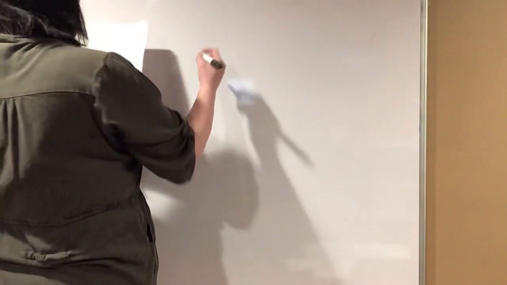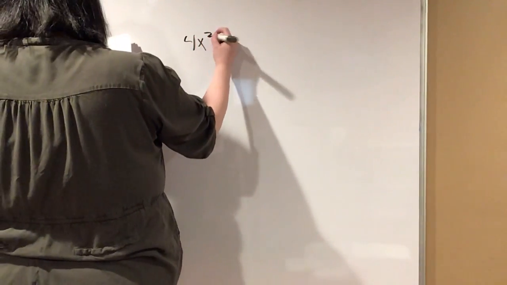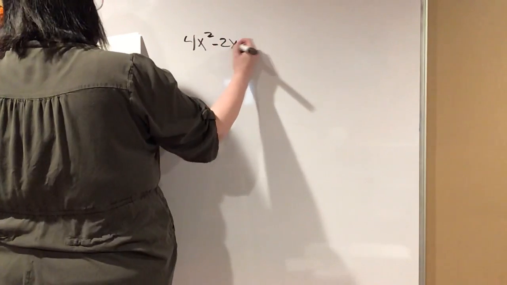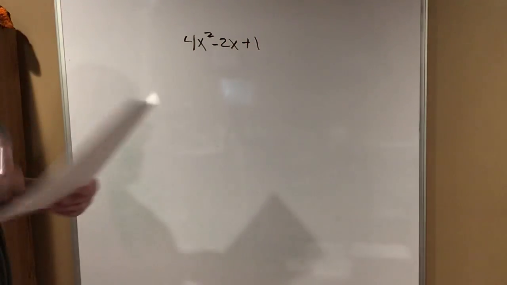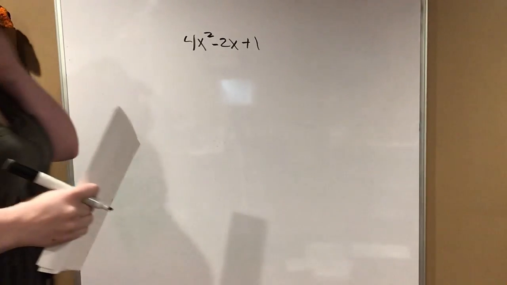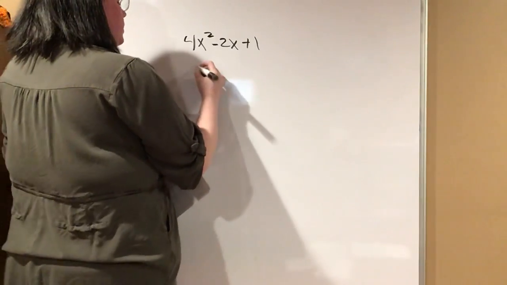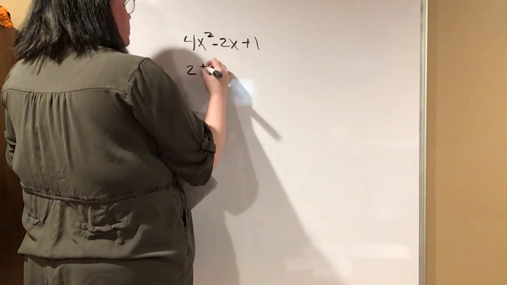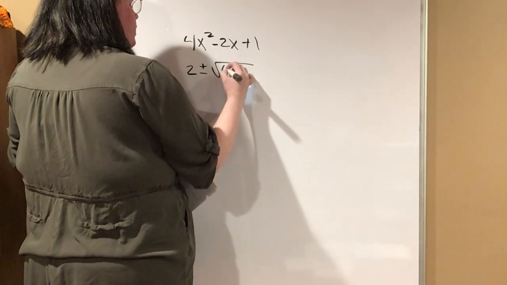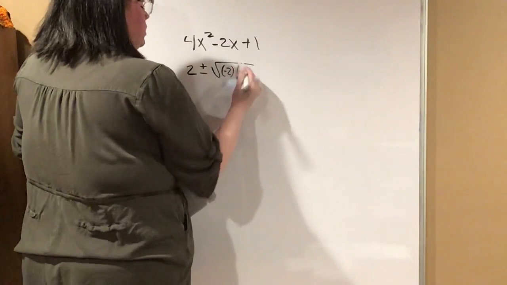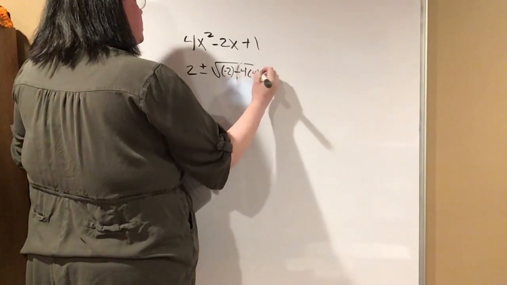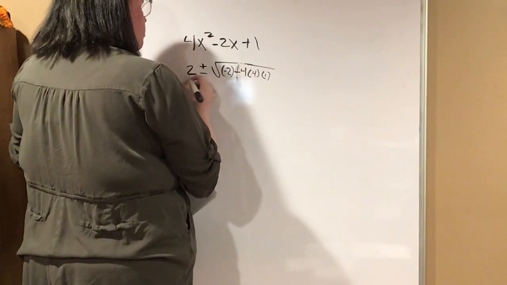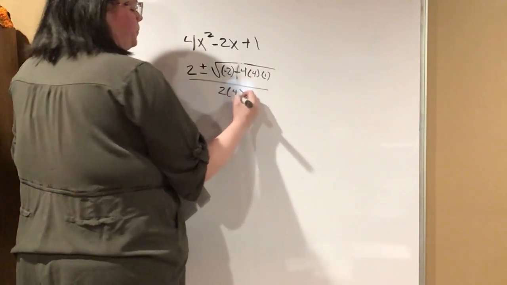Let's do this guy. Here's a good one using the quadratic formula, but getting i's in it. So, we're given 4x squared minus 2x plus 1. We're going to use our quadratic formula to solve this. So we do 2 plus or minus the square root of negative 2 squared minus 4 times 1, all over 2 times 4.